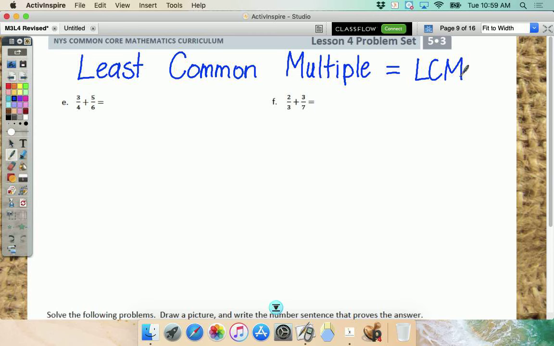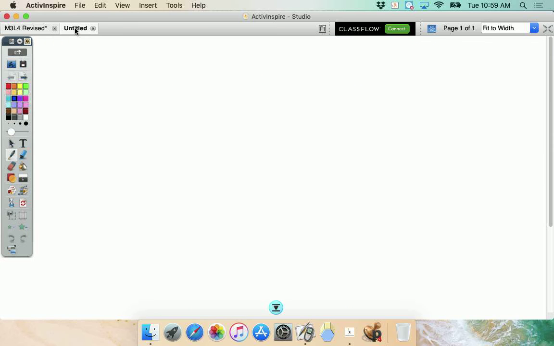Now, I want to show you on the very back of your page or on a blank page how this actually works, okay? So I've got a blank page ready to go here. Do you have a blank page ready to go? Okay. All right. And we're just going to write LCM at the top. It stands for least common multiple, okay?